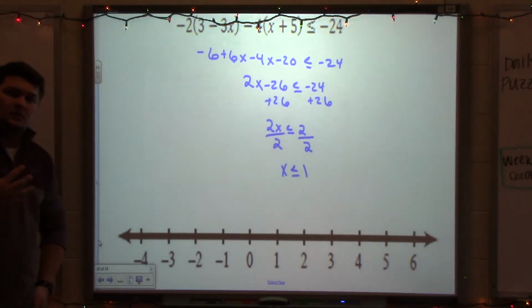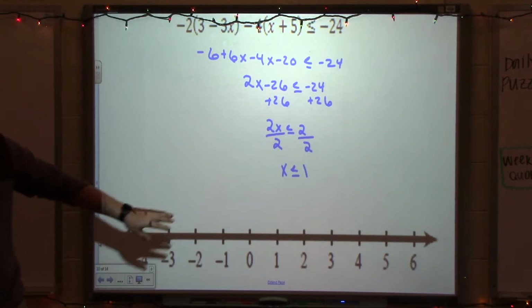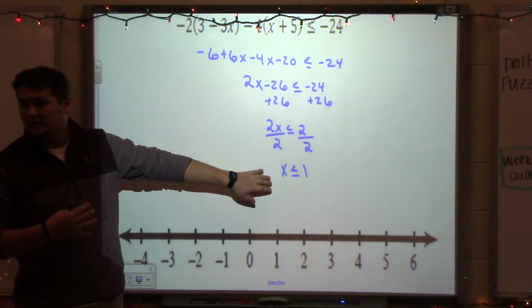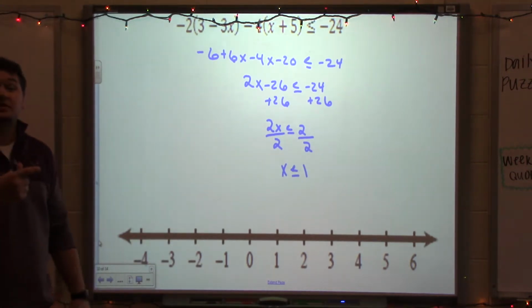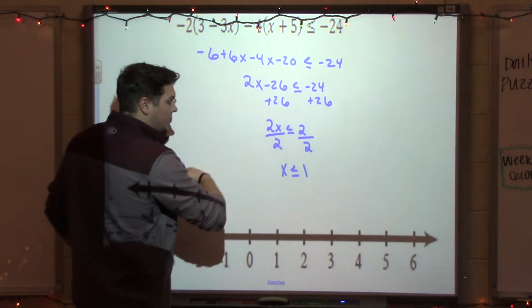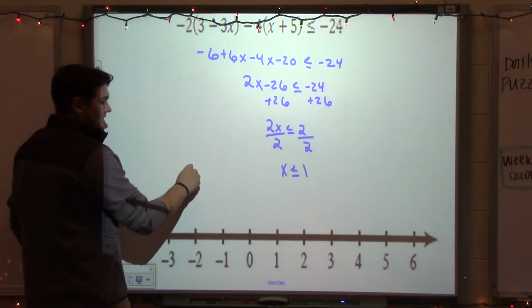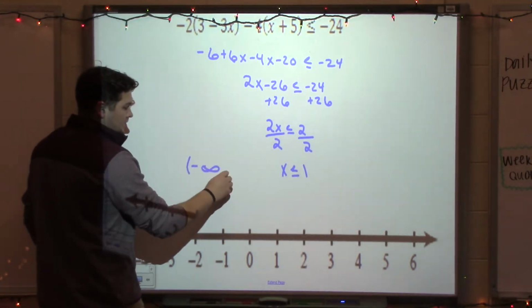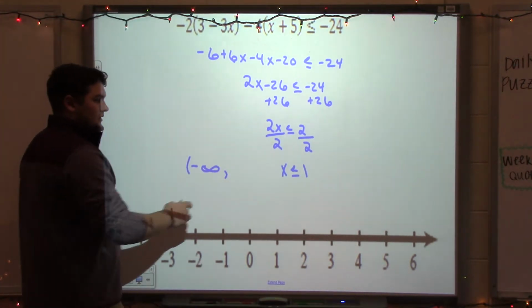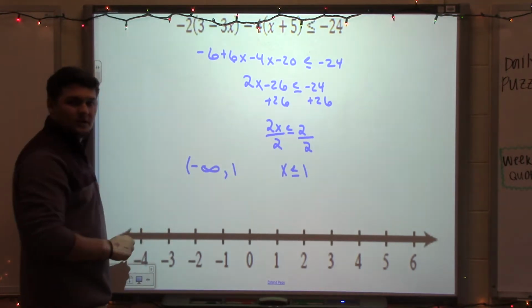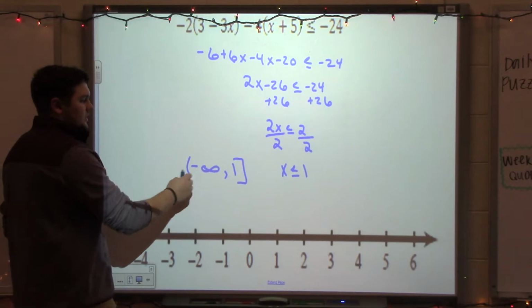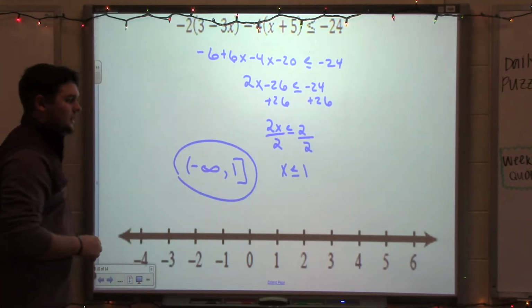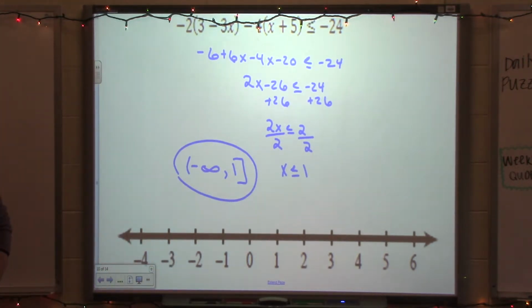So, what's the smallest number I'm going to get from that condition? Negative infinity, right? It's going less than 1, so it's going backwards. It's going all the way to whatever number I want. So negative infinity. Biggest number is going to be 1. Am I including 1? Yeah, so I'm using a bracket. So it's going to be negative infinity to 1. That's my interval notation.